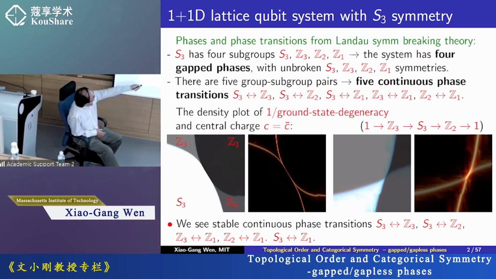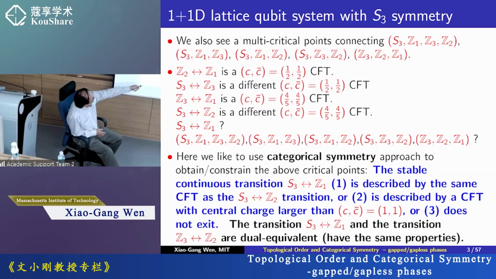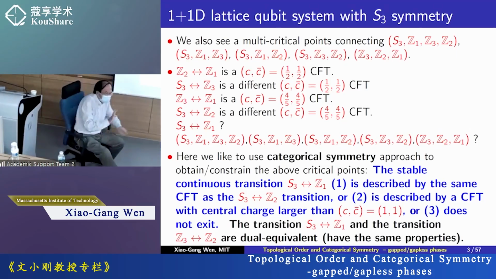So for this Z2 to Z1 transition, that's Z2 symmetry breaking. So that's the Ising model, c equals 1/2 Ising model. And for S3 to Z3, we also break Z2 symmetry. That's also a c equals 1/2 CFT, but maybe with some different combination. There's a slight difference. The reason I say different is the following.